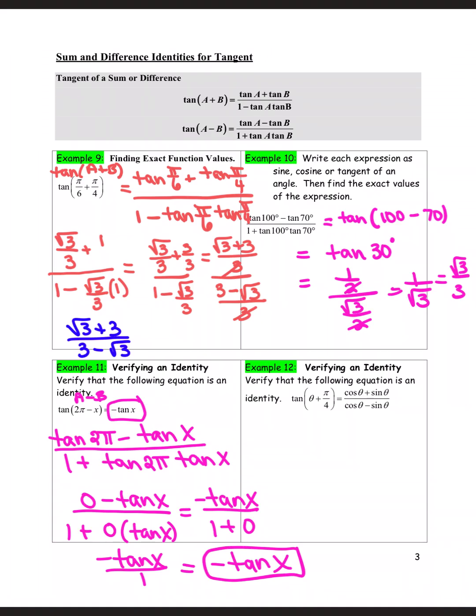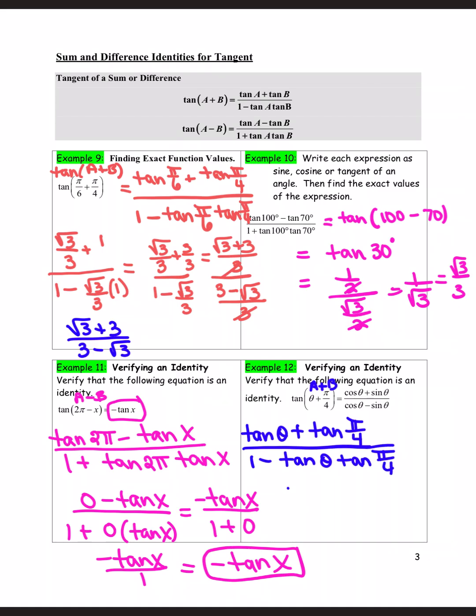Example 12, we're going to verify that tan of theta plus pi over 4 is equal to cosine of theta plus sine of theta divided by cosine of theta minus sine of theta. So we're going to use the tan of a plus b formula here. The identity will be tan of A plus B, so it'll be tan of A, which is theta, plus tan of pi over 4, which is our B, over 1 minus tan of theta times tan of pi over 4.